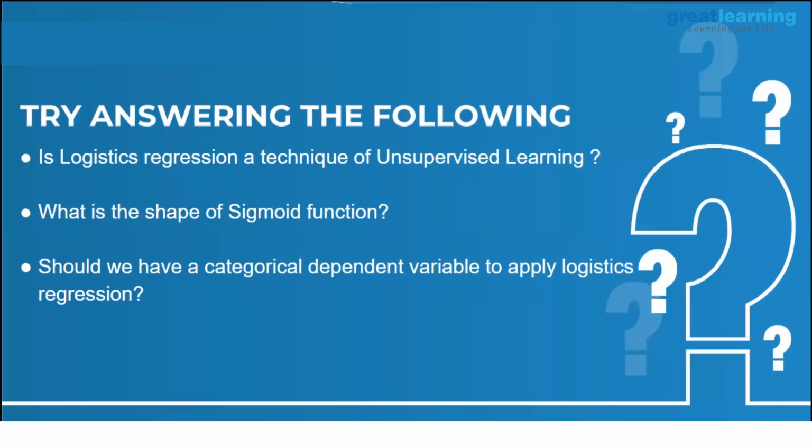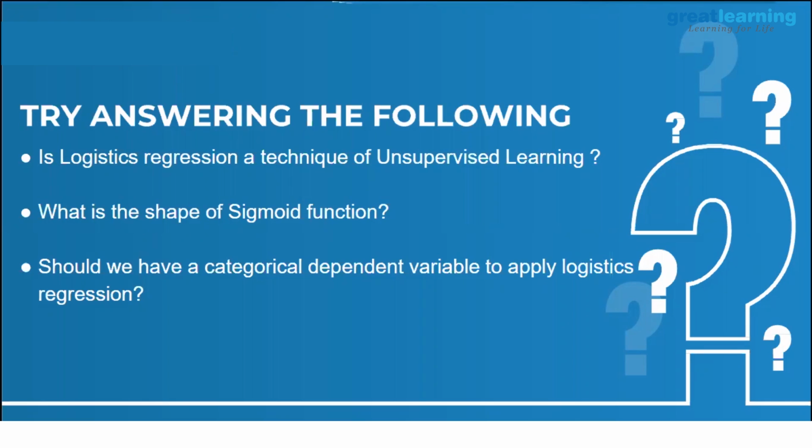Alright, just to break the ice, I have a small pop quiz. Is logistic regression a technique of unsupervised learning or supervised learning? Supervised learning. Why is it not unsupervised learning? Because we have a target variable. Yes, we do have a target variable. Now, what is the shape of a sigmoid function? S shape. Because it is S-shaped, they have named it sigmoid. A sigmoid function is an S-shaped curve.